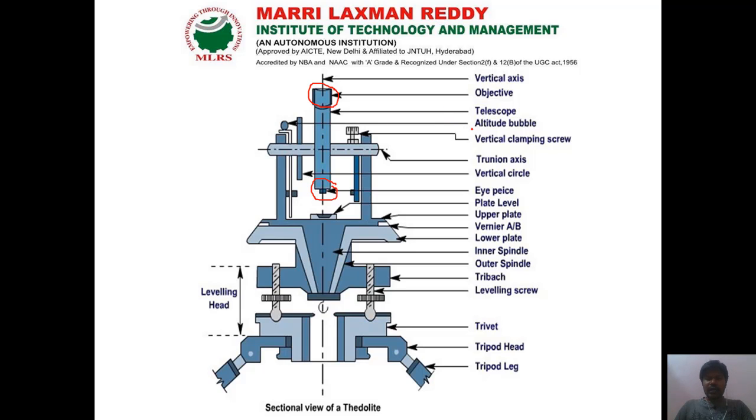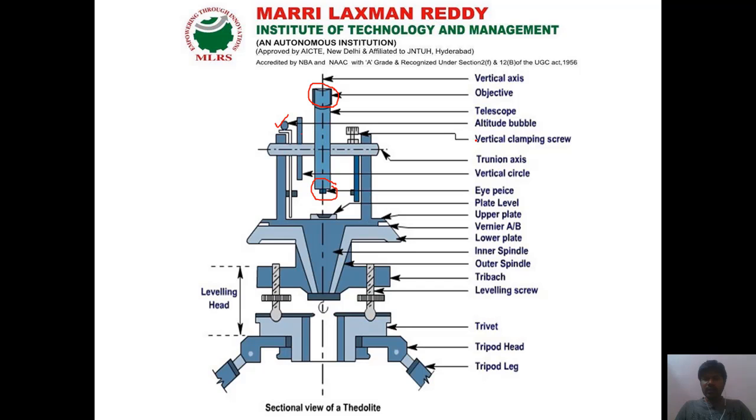Then next one is the altitude bubble. The altitude bubble is fixed on the vertical circle, near the vertical circle. Here it is the vertical circle, and nearby that we have the altitude bubble. Whatever reading we are going to do with the vertical axis, or if we are going to measure the vertical angle, at that time we have to do the temporary adjustments with respect to this altitude bubble.